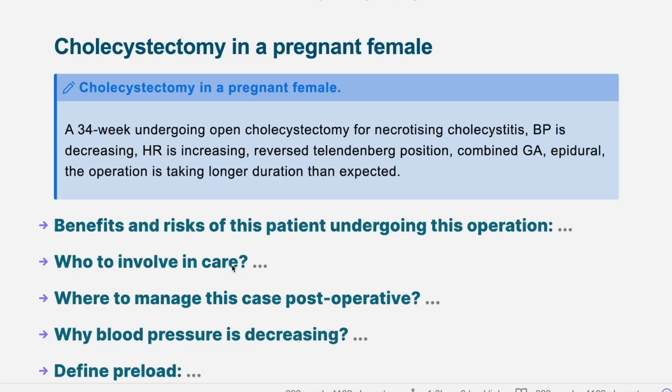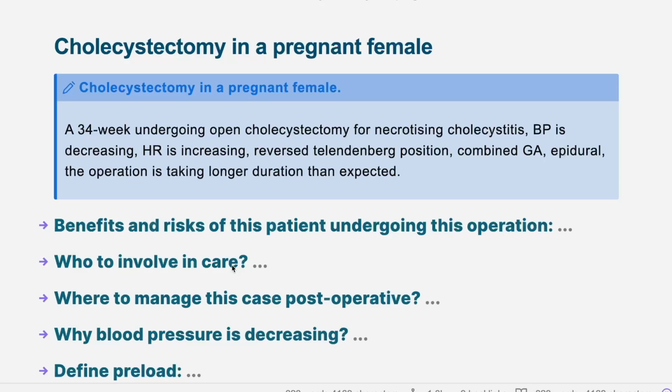Of course, the patient is pregnant, and she also has a serious condition of necrotizing cholecystitis that can lead to peritonitis and sepsis, and even intrauterine death and preterm labor. By doing the surgery, there is a good chance that we're saving her from all these complications of the serious condition of necrotizing cholecystitis. On the other side, she's pregnant and she's undergoing a major surgery.